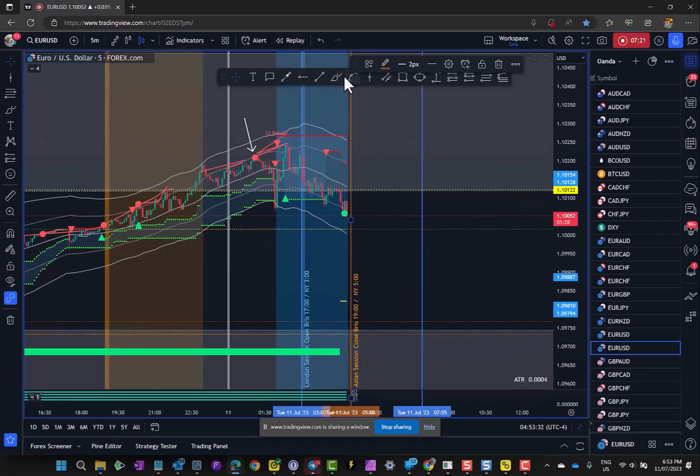Now, there's a couple of things going on. See, we've got the green dot. We've also got this thing here. Have a look at these yellow dots through here.